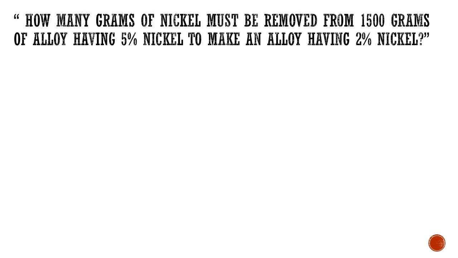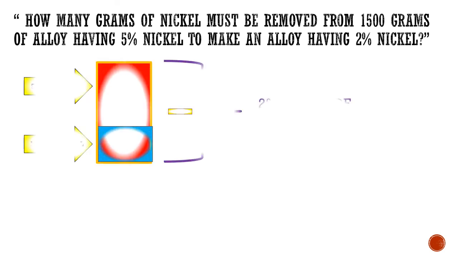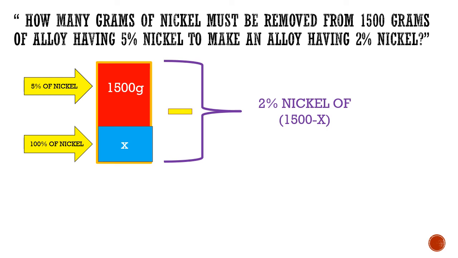Para sa huling parte ng ating mixture problem, how many grams of nickel must be removed from 1,500 grams of alloy having 5% nickel to make an alloy having 2% nickel? So, here's an illustration. Sinasabi lang dito, gaano daw karaming nickel. We let nickel as x. Gaano daw karaming nickel yung tatanggalin natin sa solution na may 5% nickel and alloy. 1,500 grams yung dami nun, para magkaroon daw tayo ng 2% nickel and alloy mixture.